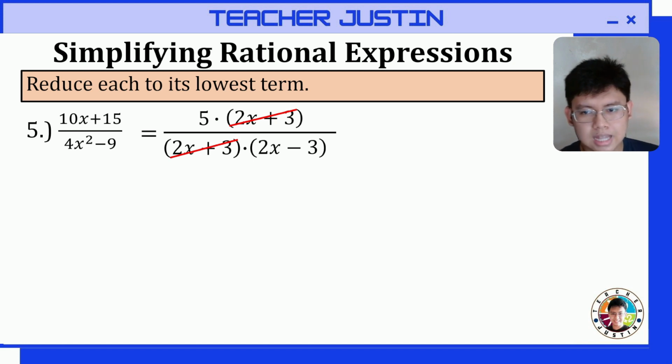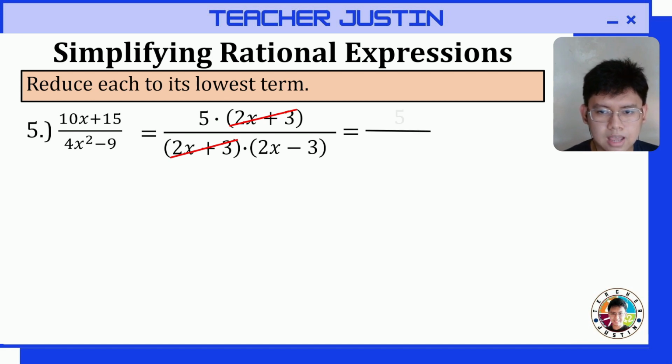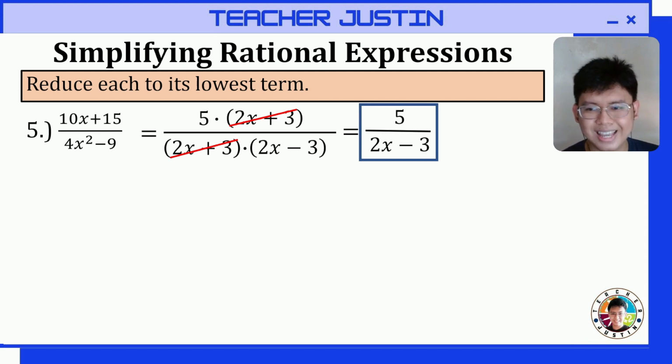Then, identify natin kung ano yung matitira sa numerator at sa denominator. So, yung numerator natin, ang matitira is 5. Sa denominator natin, ang matitira is 2x minus 3. Now, our final answer will be 5 over 2x minus 3. And that's it. Tada! Alright.